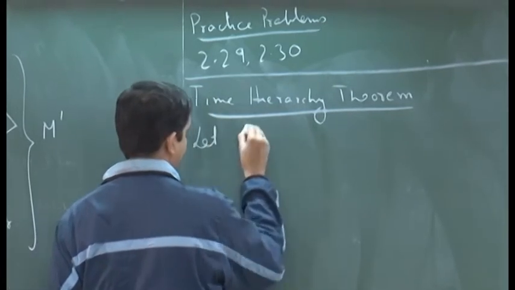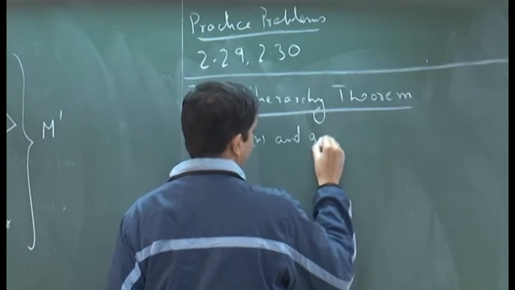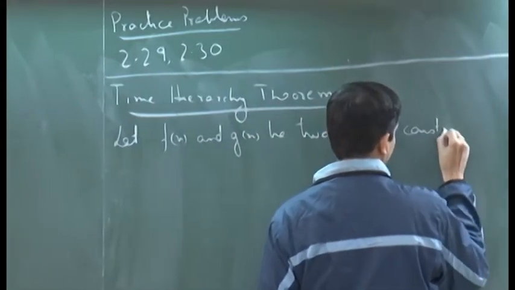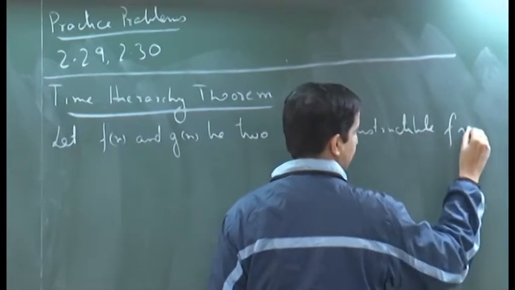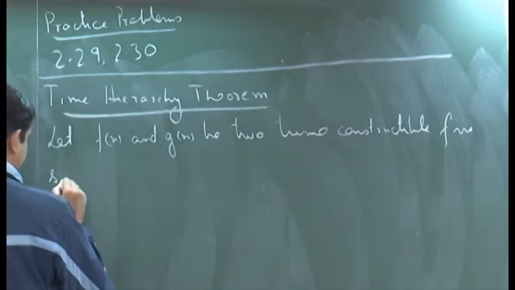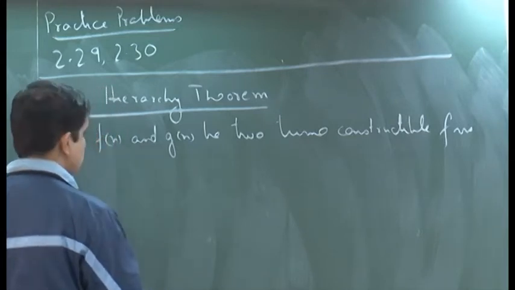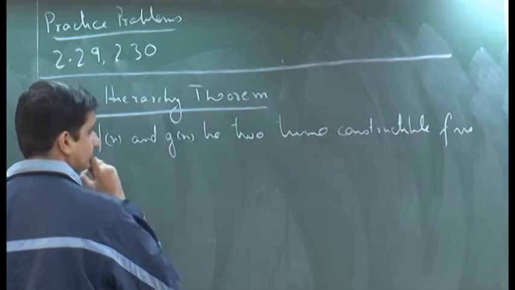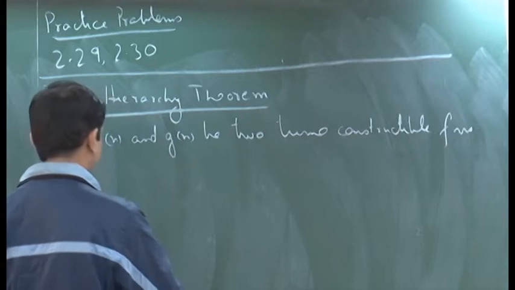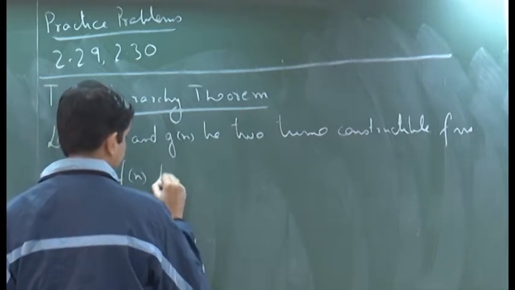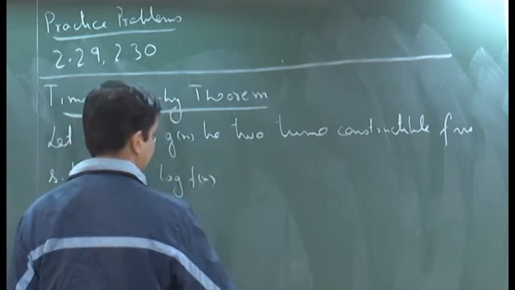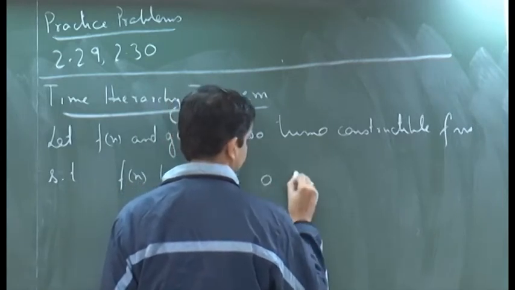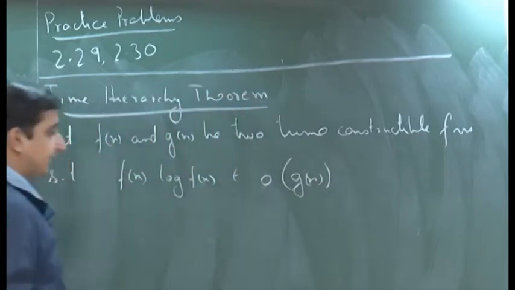So, let f(n) and g(n) be two time constructible functions such that f(n) times log of f(n) is in small o of g(n).